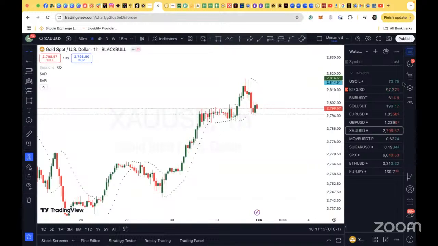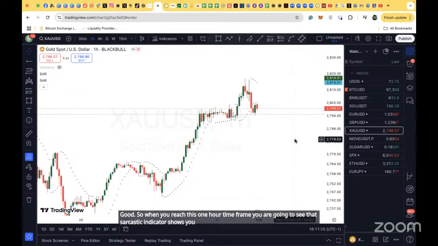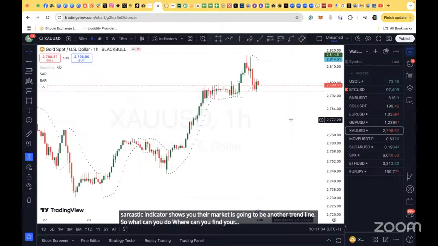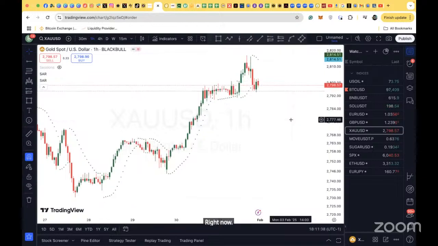Can you see my screen? So when you reach this 1 hour time frame, you are going to see that the SAR indicator shows you the market is going to be an uptrend. So what can you do? Where can you find your entry right now? Are you there? Live and clear. Yes. Go ahead, please.